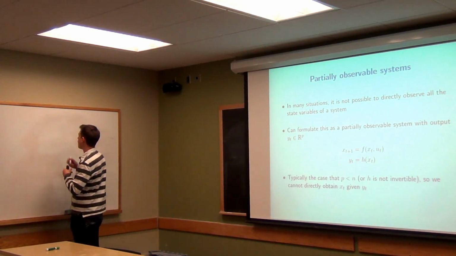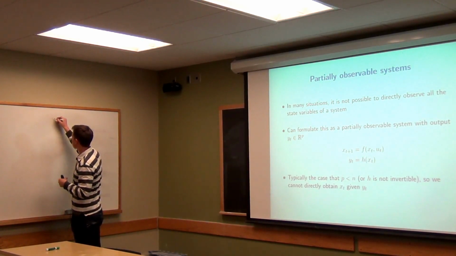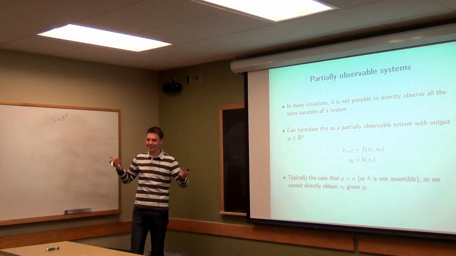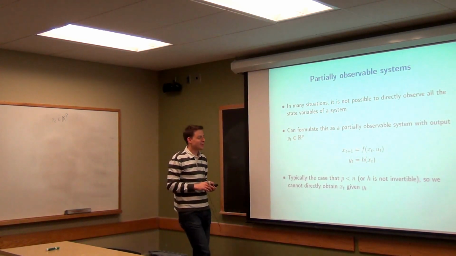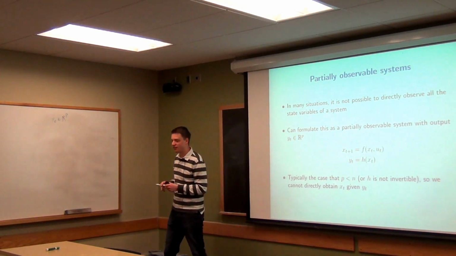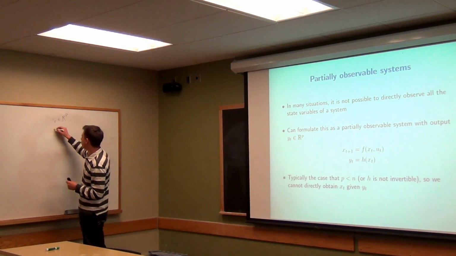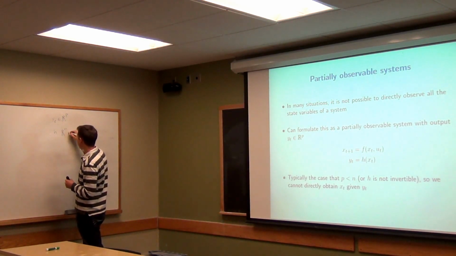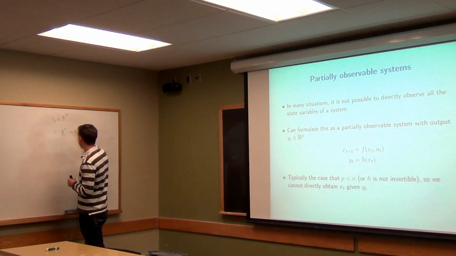So we're going to say that yt in general is going to be p dimensional. We need another sort of length here. Sorry about that, but we just do. And that equals h of xt. So h is really going to be a mapping from Rn to Rp.